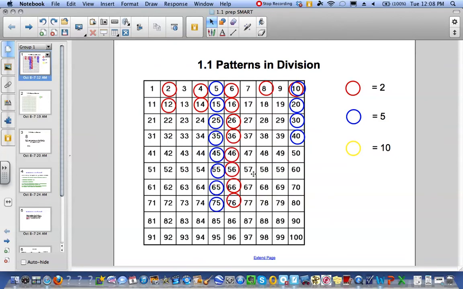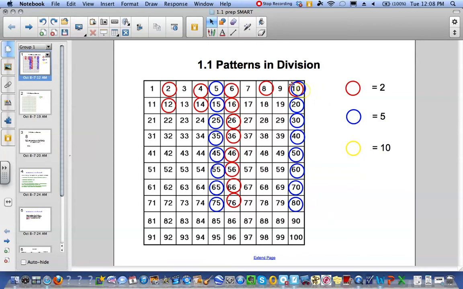If you think about it, 5 times 2 is 10. 5 times 4 is 20. If you add by 5s, the number has to end in a 5 or a 0. Any number that ends in a 5 or a 0 is divisible by 5.